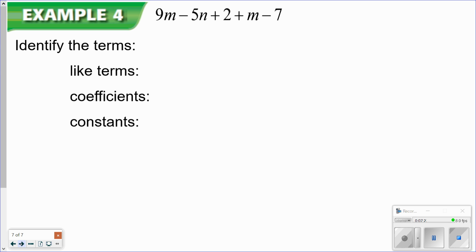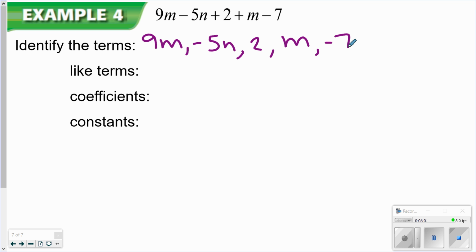So for our last example here, we have an algebraic expression. Let's identify all the different parts. So we're going to start by identifying the terms. All right, well, the first term is going to be 9m. That's the first part of the expression. Then I see a negative 5n. Now remember that subtraction is really just a negative. Then we have a positive 2. We have an m. And then we have a negative 7. So those are all the different terms.